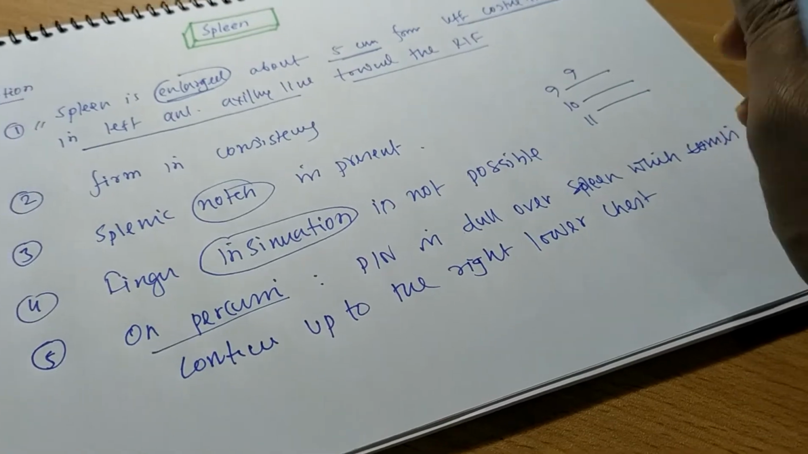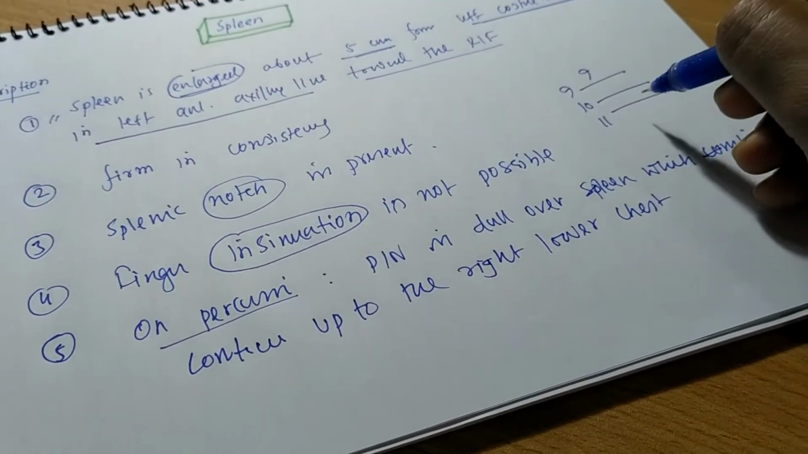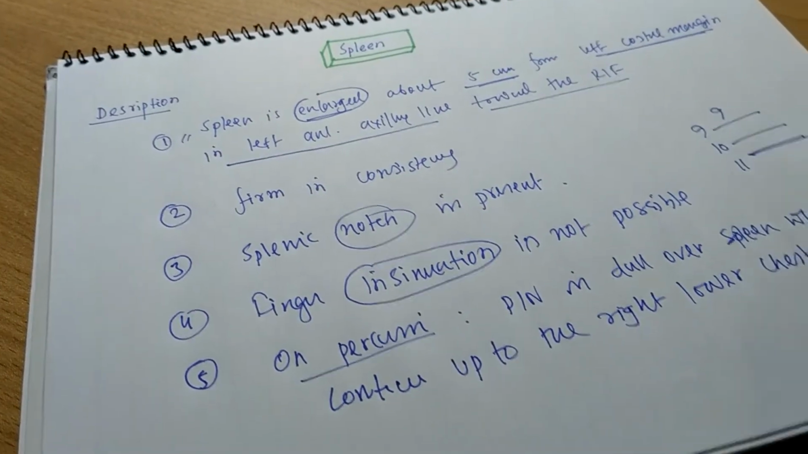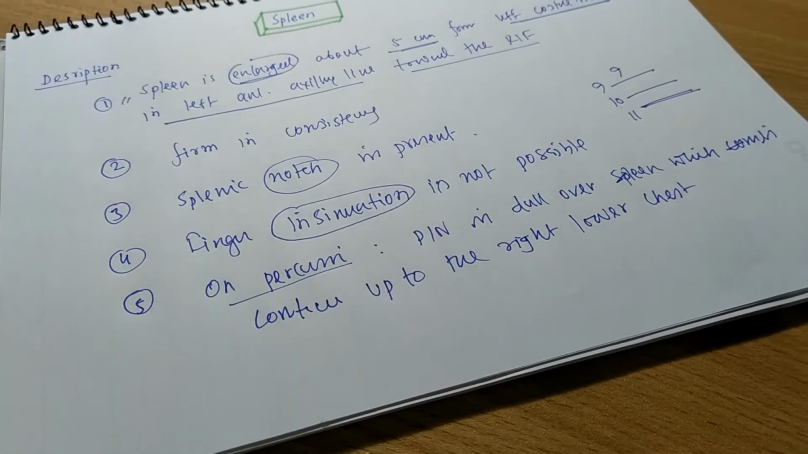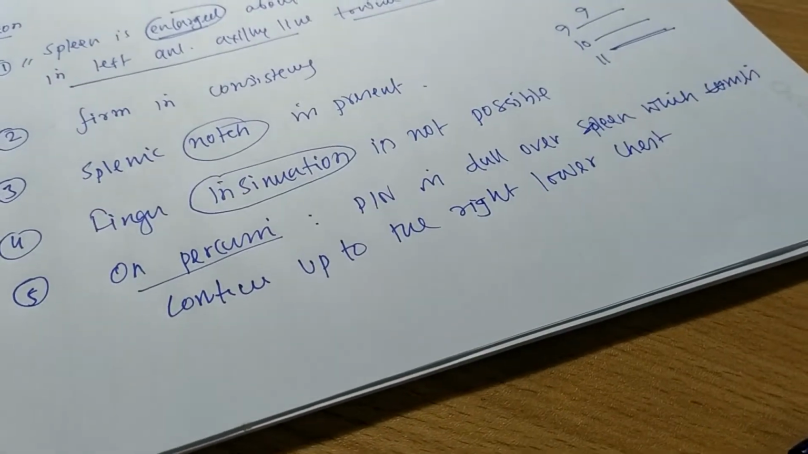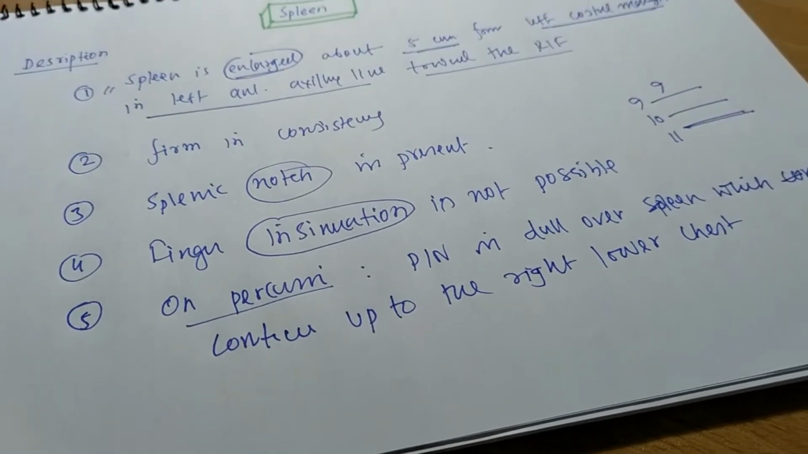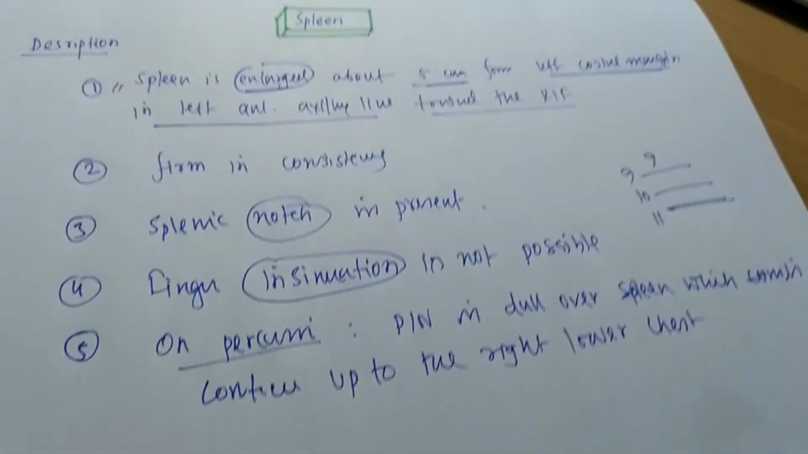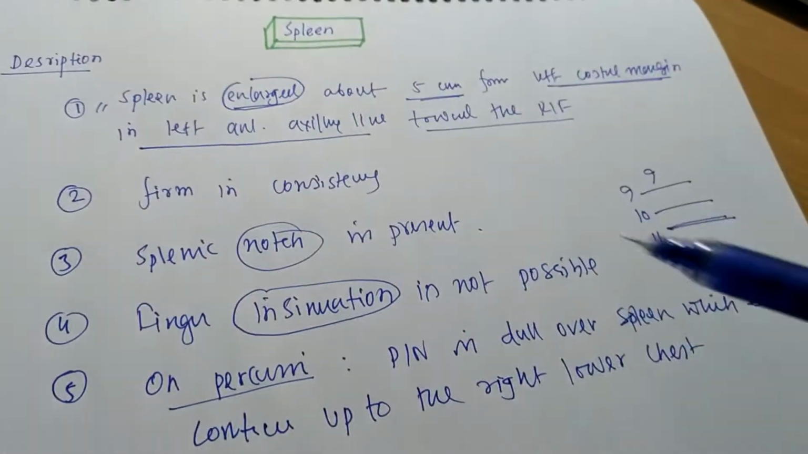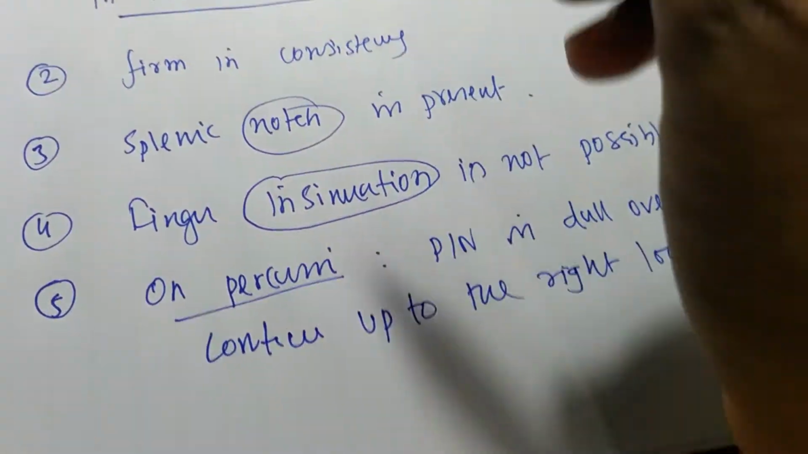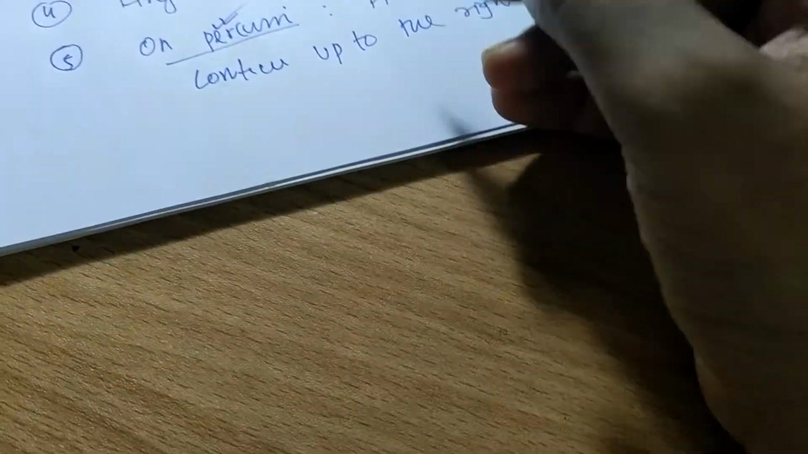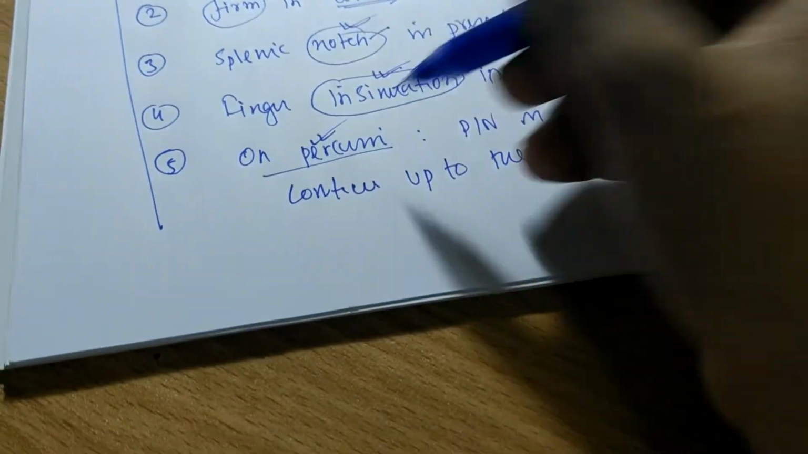When it is enlarged, that means it grows beyond the lower rib, that is the 11th rib. And if we percuss over the spleen, the percussion note will be dull above the thoracic cage, that means towards the lower part of the right chest. So here is the description. Look carefully. Number 1, enlargement, then it is firm in consistency, splenic notch, then finger insinuation and percussion note. So there are 5 points. You have to memorize these: enlargement, consistency, notch, insinuation and percussion.